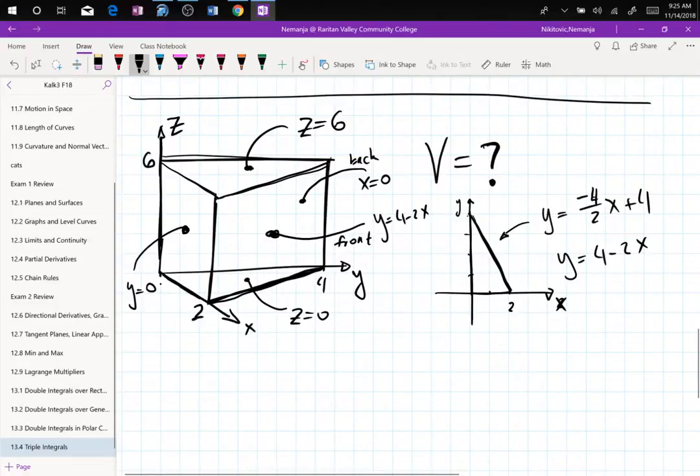So now I need to decide which order I want. I'm going to go with dz, dy, dx. Because, sorry, dx, dy, dz. Because look at my z's. No, dz, dy, dx.